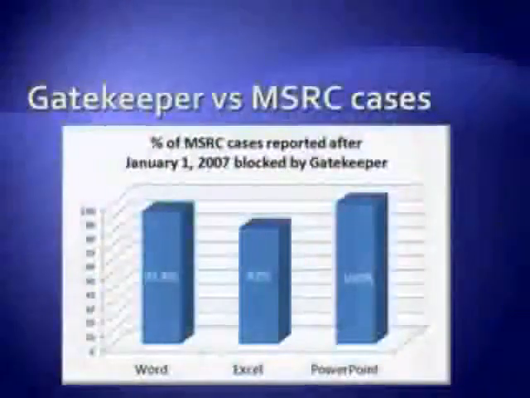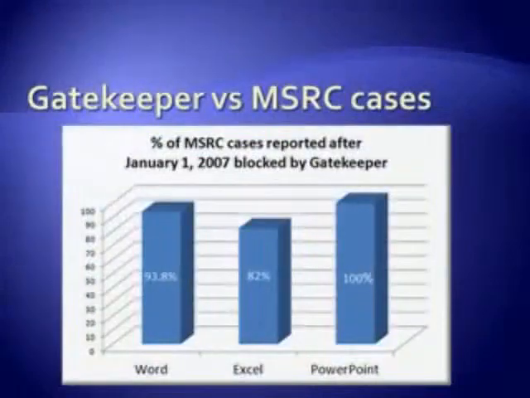So we took all of the file attachments for the MSRC cases against Office since January 1st, 2007, and we said which ones are blocked by Gatekeeper. Gatekeeper will not be able to detect all types of attacks, but it turns out that it's very effective against the attacks that we've seen so far. In the PowerPoint case, we actually will detect and reject every single one of the MSRC cases that came in after January 1st, 2007. Word and Excel are also pretty good. The worst case scenario is Excel, and that's 82%, and I think that's something to be really happy about if you can block 82% of the unknown attacks.